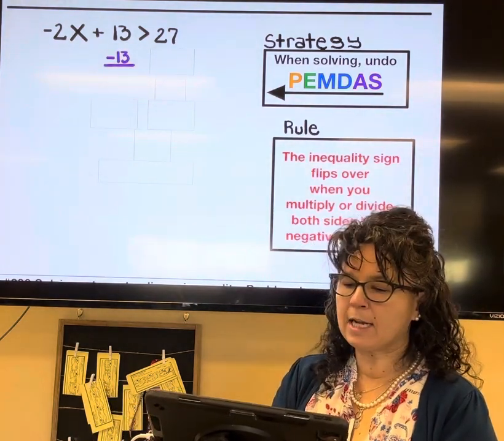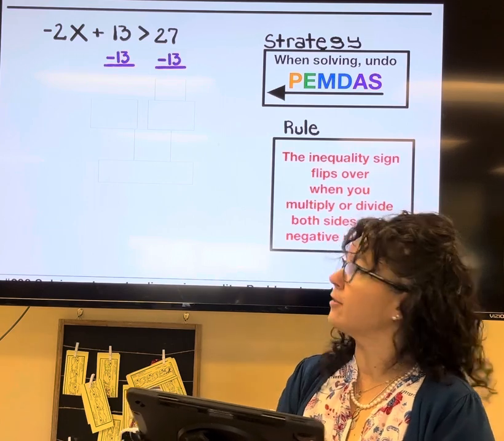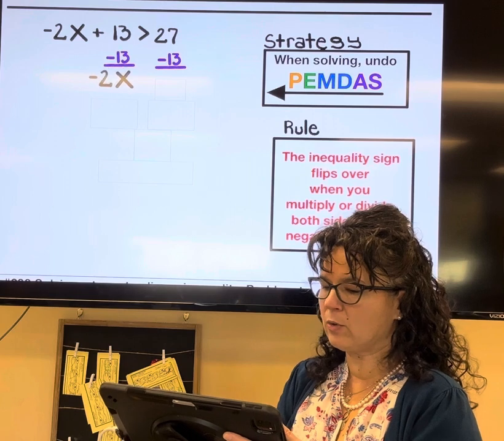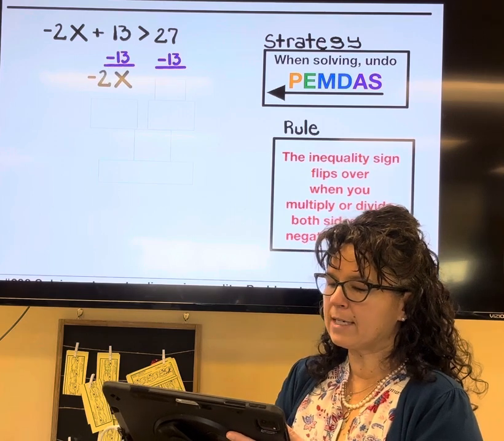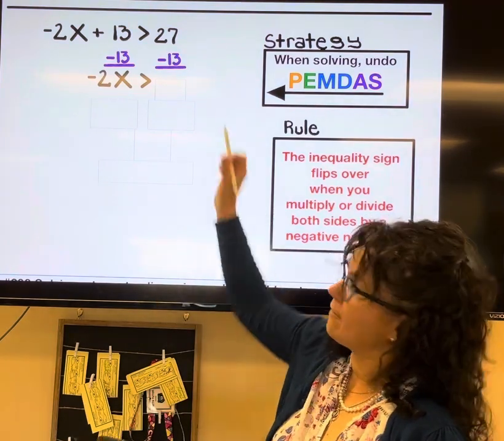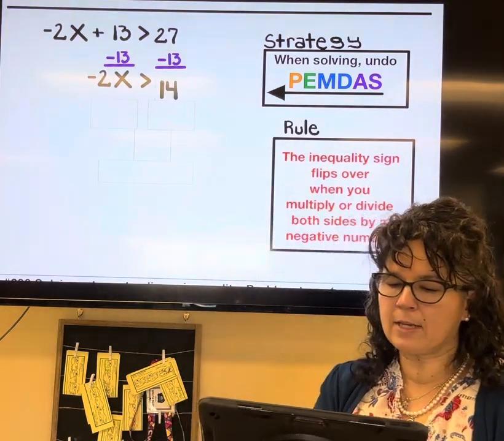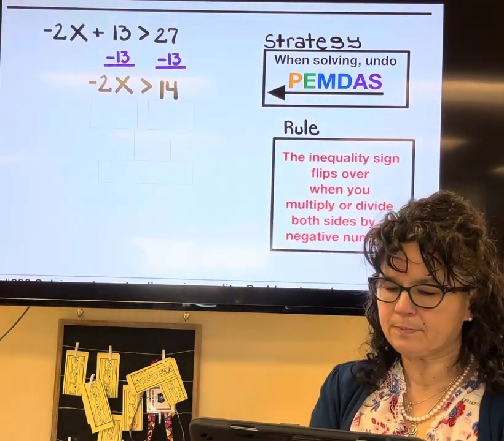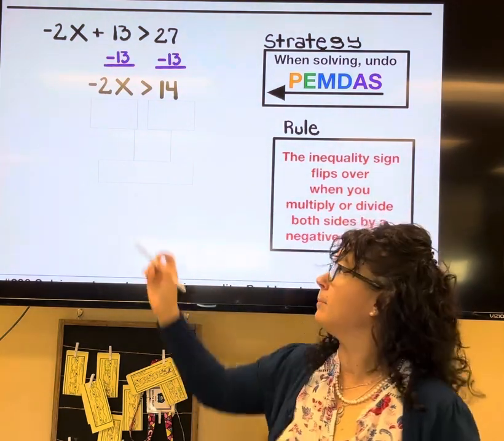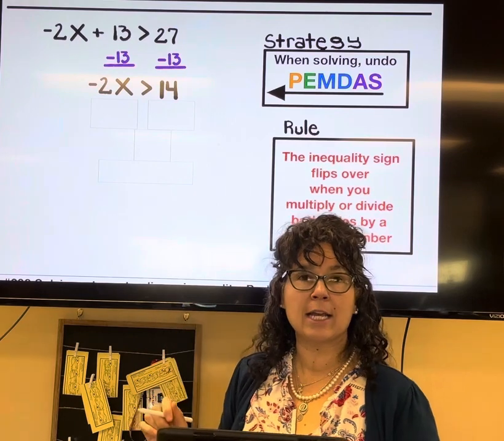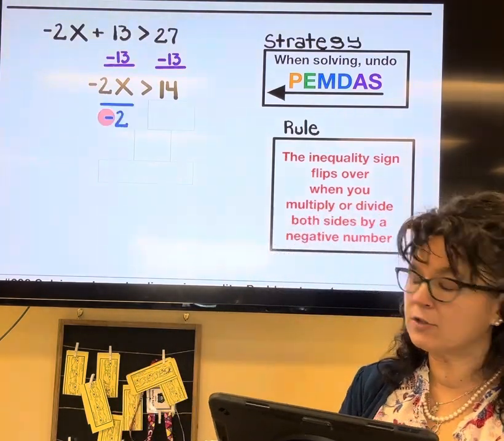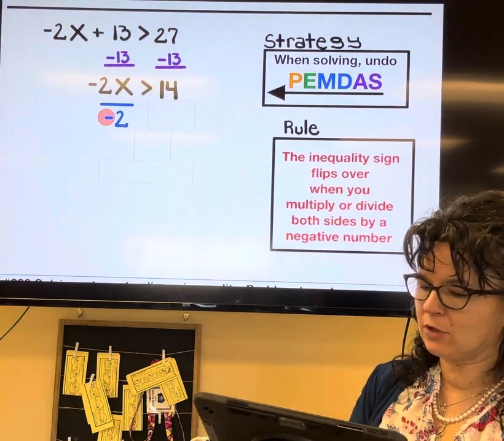What I do to one side of the inequality, I do to the other. On the left-hand side, I still have this -2x. I'm going to bring down my inequality symbol. 27 minus 13 is 14. Next, I want to get rid of that multiply by -2 to finish getting x by itself. So to get rid of multiply by -2, I'm going to divide by -2.